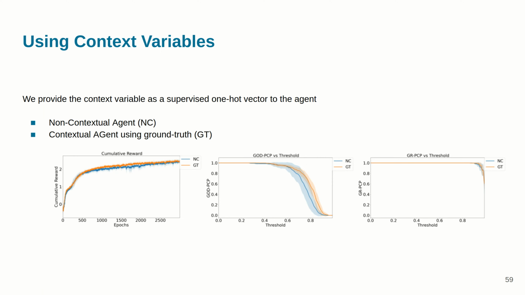As can be seen, although in terms of the cumulative reward the performance of the agent is similar, when we look at the goodie obstacle discrimination, we can observe that the contextual agent that had the ground truth context variable performed significantly better. And this tells us that by providing the correct context variable, we can actually change the behavior of the agent and make the policy better adapted to the change of the context.